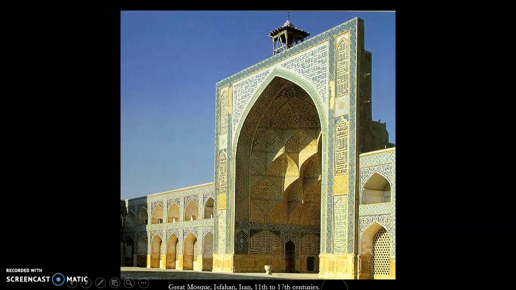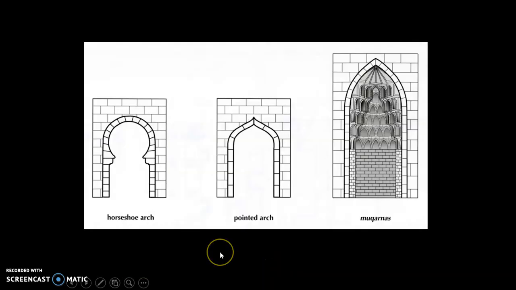You can also see all the features that we talked about earlier as being characteristic of Islamic art. There is script. There are geometric patterns. There are plant forms. So these are some of the architectural types that you will see. You'll see the horseshoe arch in Islamic architecture. You will see the pointed arch, and you will see muqarnas.